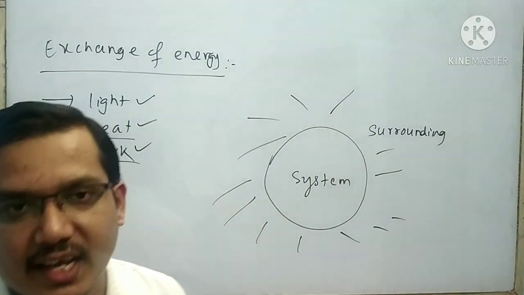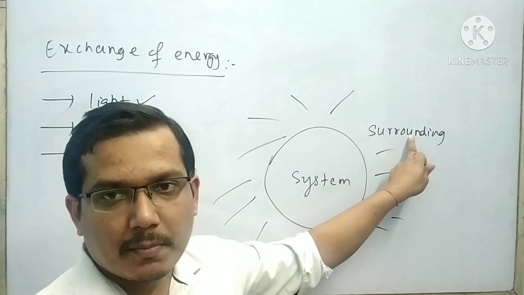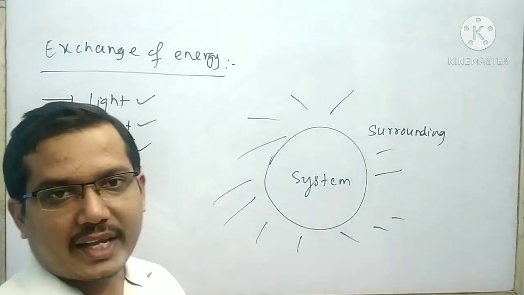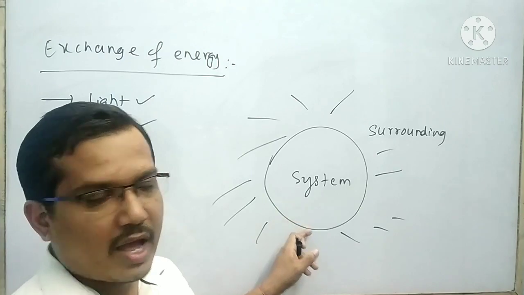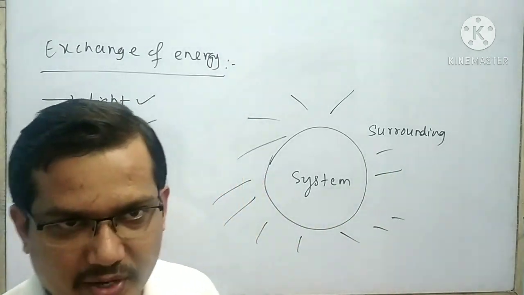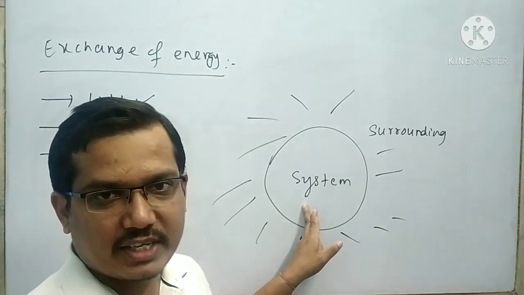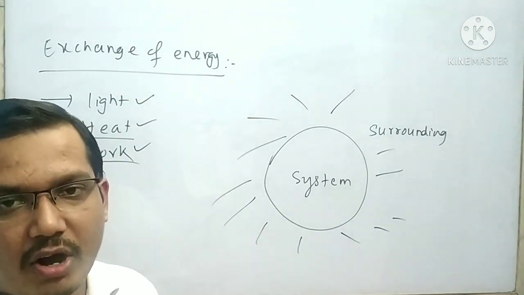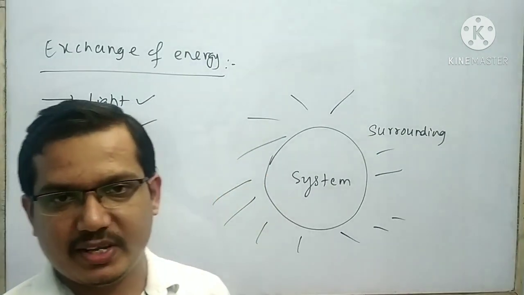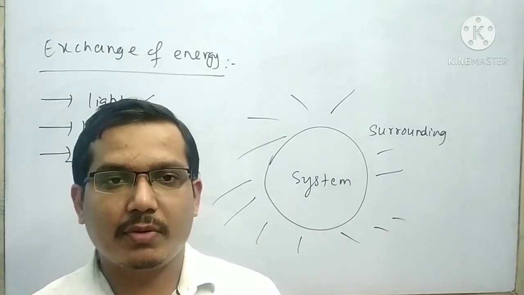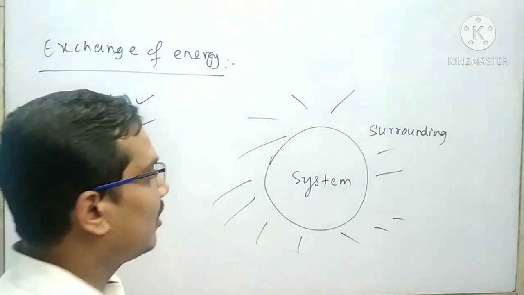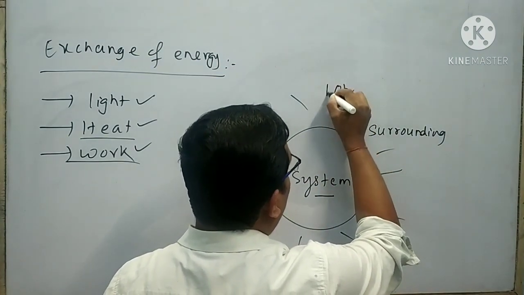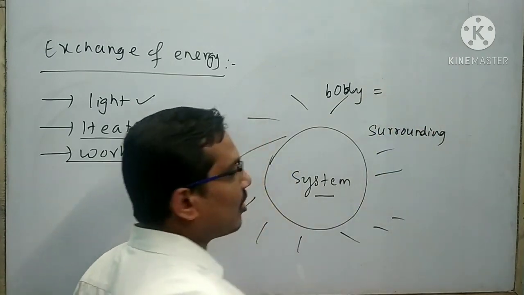Heat is the form of energy exchanged between system and surrounding at different temperature. Suppose a body at a higher temperature and a body at a lower temperature, then the body at a higher temperature transfers heat energy to the body at a lower temperature until thermal equilibrium is established. Until thermal equilibrium is established means the temperature of the body must be equal to the temperature of the other body.